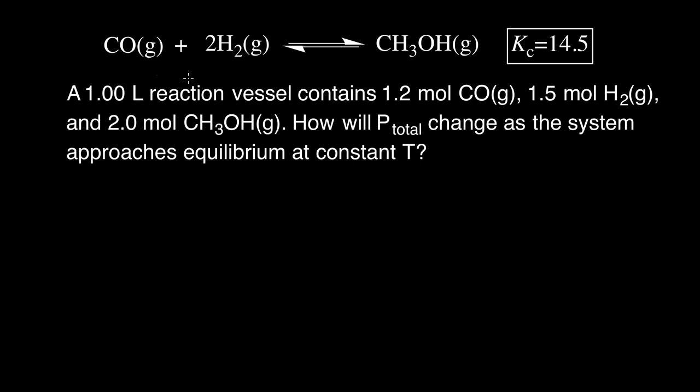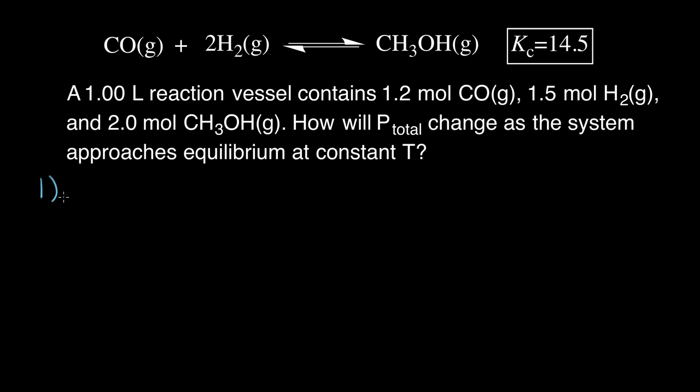So our carbon monoxide is reacting with our hydrogen in a 1:2 ratio to give us methanol, and this reaction is reversible. We also know the equilibrium constant for this reaction is 14.5 at some temperature. And we know that the temperature is staying constant. So we are going to break this problem up into two parts.